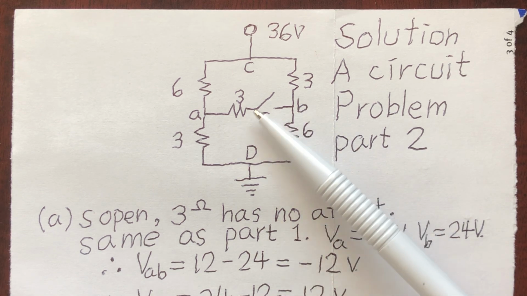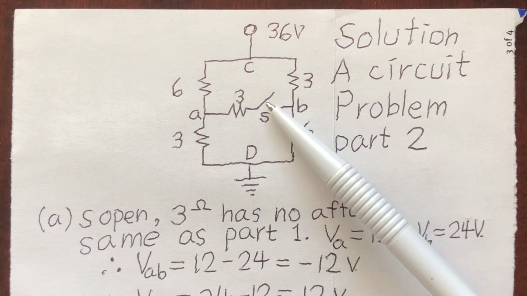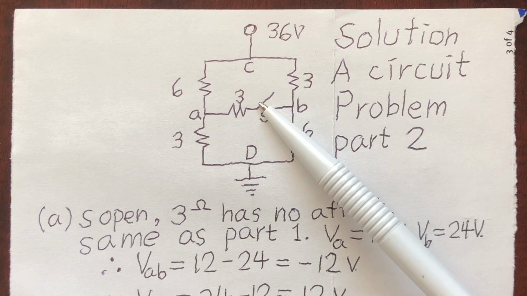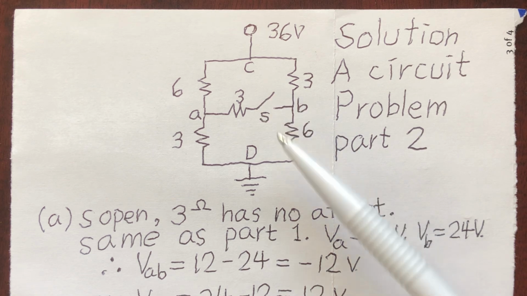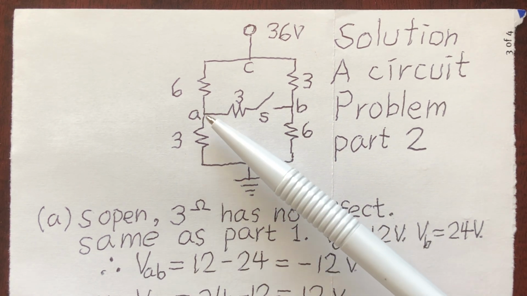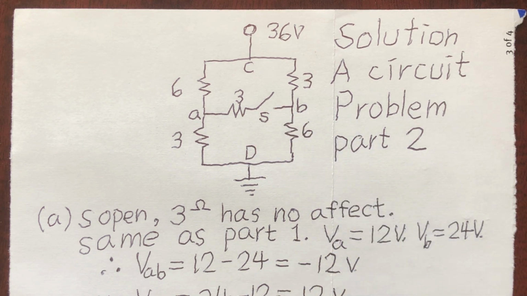There are two conditions. One condition is the switch S is open. Another condition is the switch S is closed. First, we answer the question. What is the voltage between A, B when switch S is open?